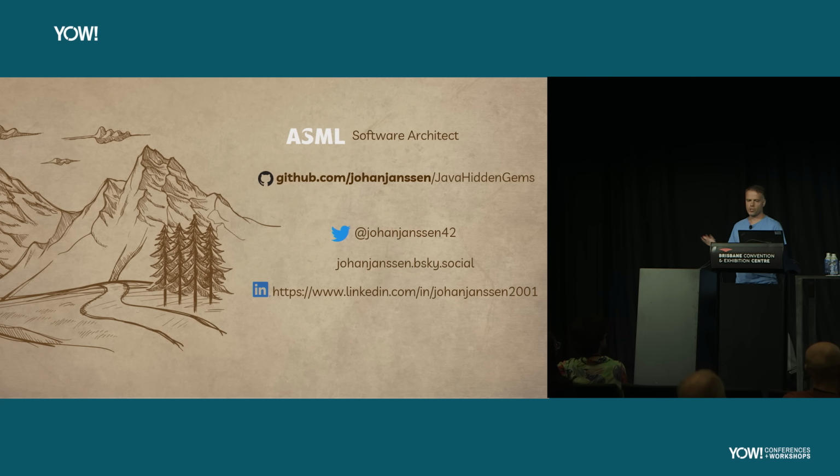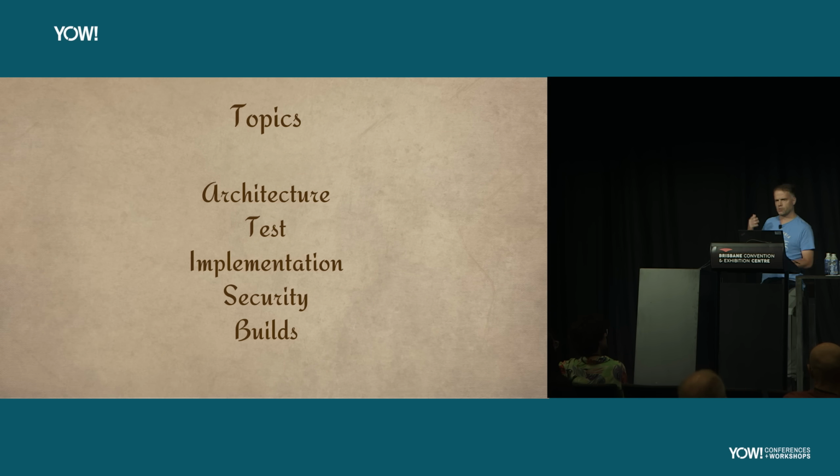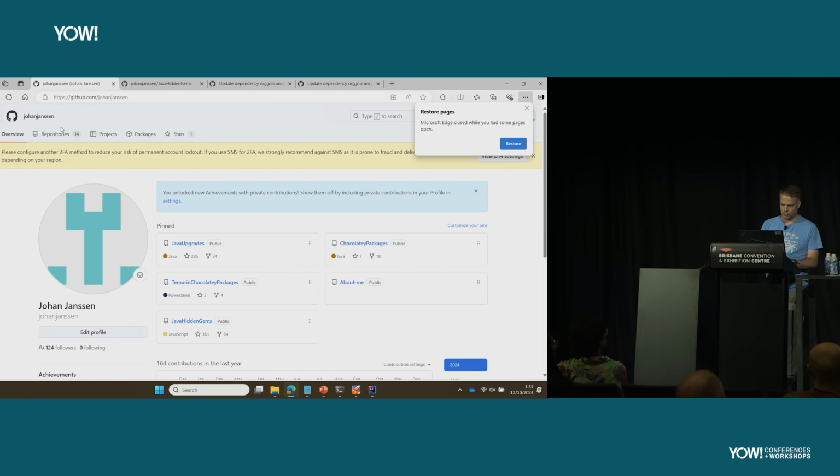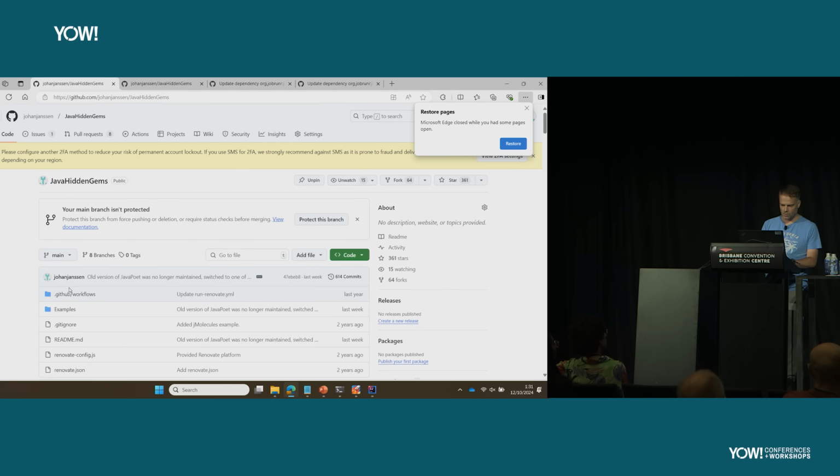The examples I'm going to show are actually on my GitHub repo, which I will show in a second as well. The topics are divided in architecture, test, implementation, security, and builds. If later you're curious, just have a look at my GitHub repository. If you go to github.com/Johan Janssen, you click on Java Hidden Gems. You see it under the examples folder.